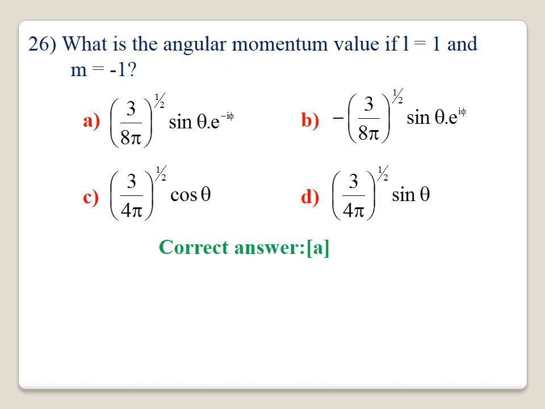Question number 26. What is the angular momentum value if l equal to 1 and m equal to 1? Here the correct answer is A: (3/8π)^(1/2) sinθ e^(iφ). If we consider option C and option D, there is no e^(iφ), therefore they can be easily neglected. And in option B you have a minus, therefore it is also wrong. The correct answer for this question is A.